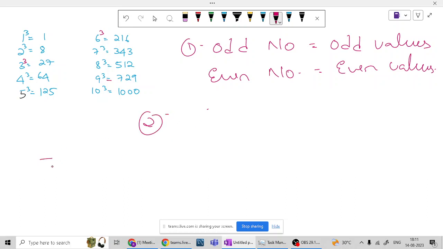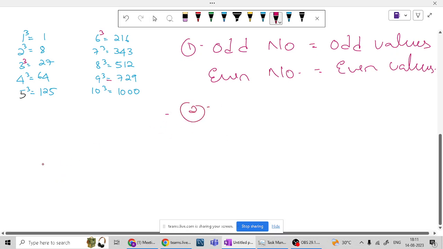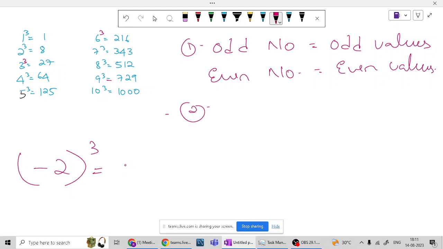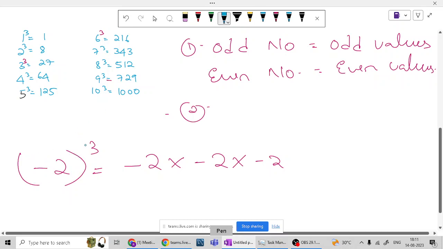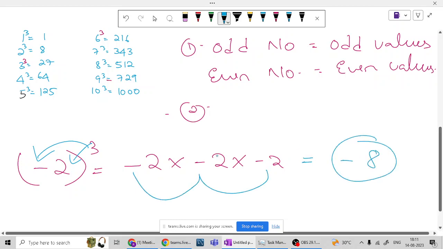Okay, what about negative? I'm asking about positive and negative. Minus 2 cube: for minus, what do you get? We always get a negative value. How many times is minus 2 multiplied? 3 times. Minus gets multiplied thrice, and 2 also gets multiplied thrice. Minus into minus is plus, plus into minus is minus 8.